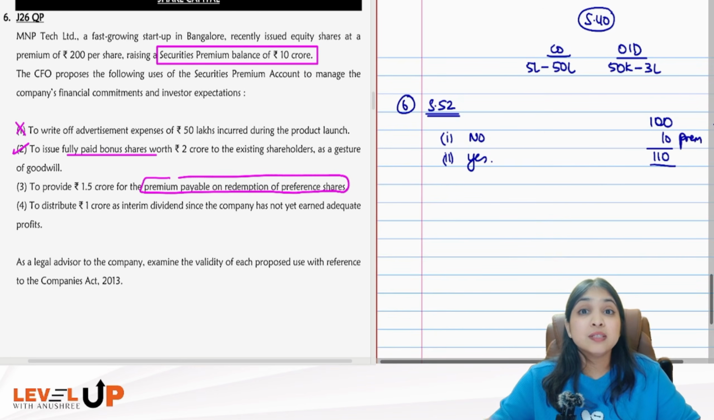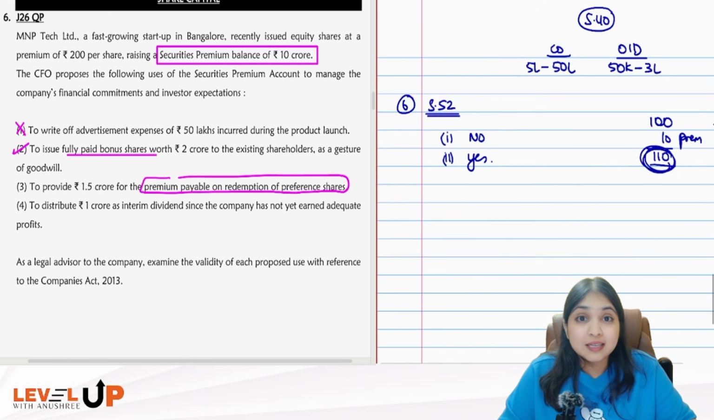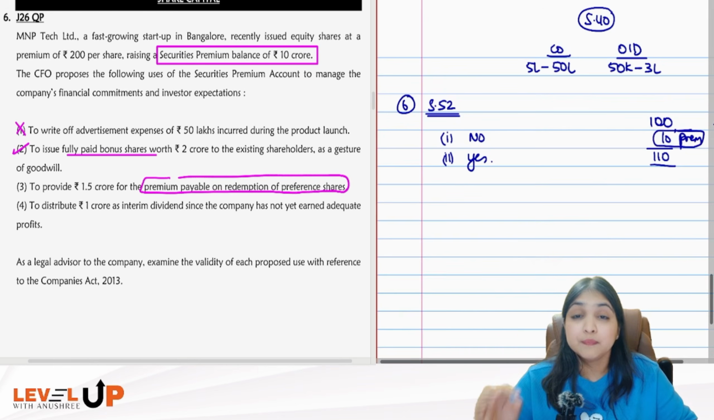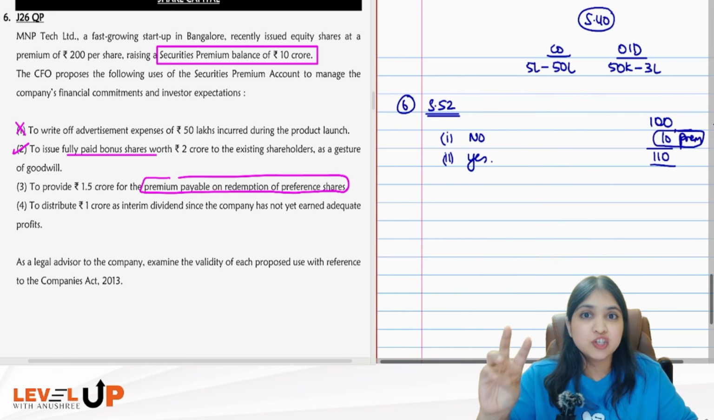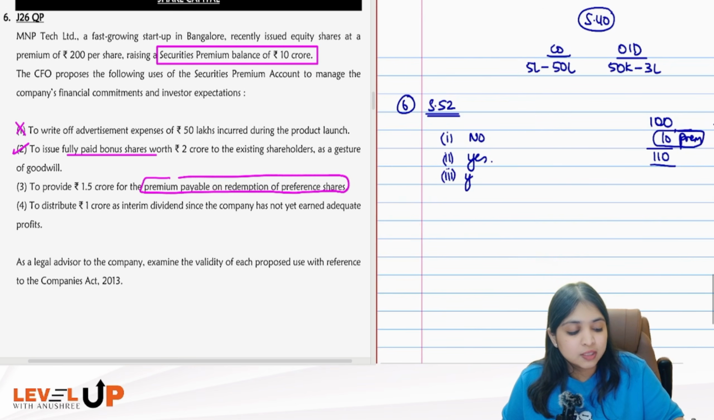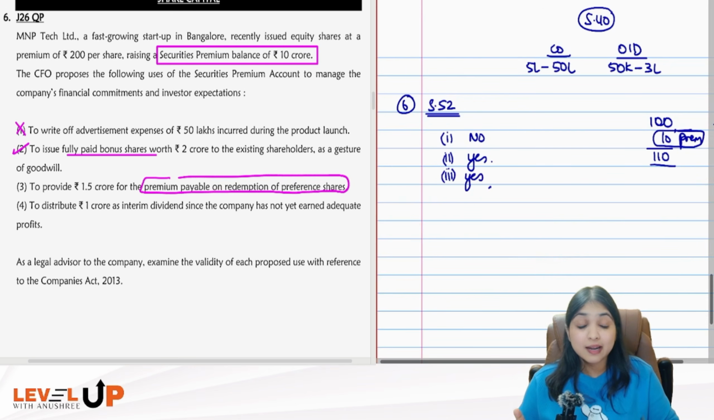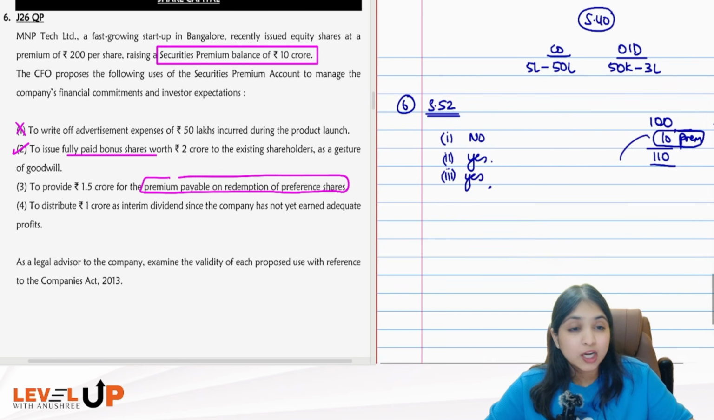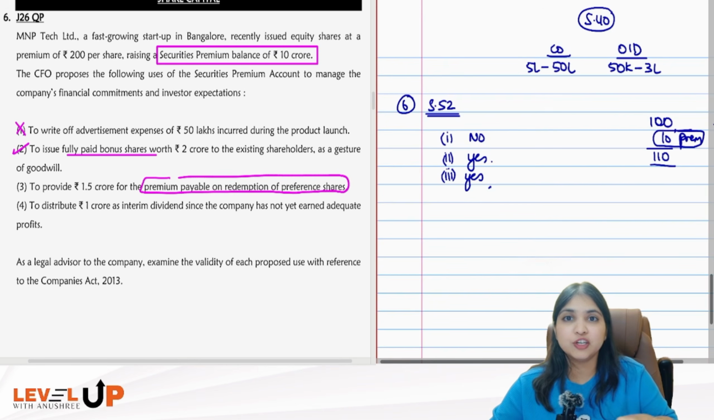See, can I use the securities premium money to pay this entire 110? No, guys. Only to pay this premium on redemption. To pay the premium on redemption of preference shares and debentures, to pay that premium alone, yes, you can use the securities premium money. You got the right clarity? To pay this entire 110, I can't use securities premium money. Only to pay the premium on redemption of preference shares and debentures, we can use the securities premium account.